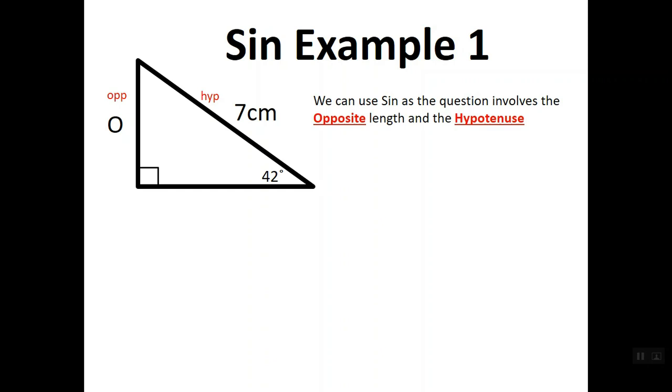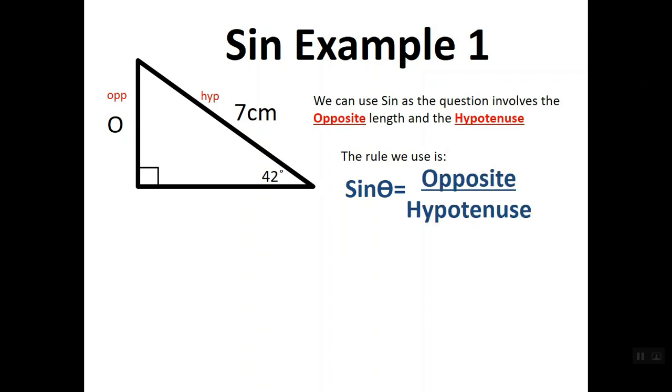The next step is to write our rule. Sine theta is equal to opposite over hypotenuse. And then the next thing I need to do, guys, is to substitute everything I know. So sine 42, and why do I write 42?